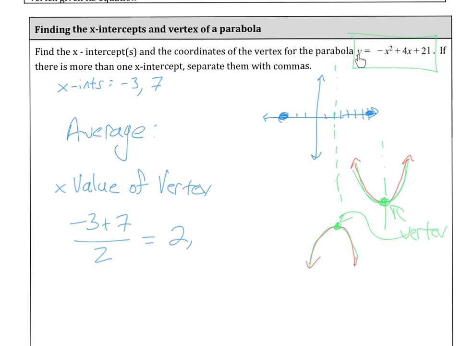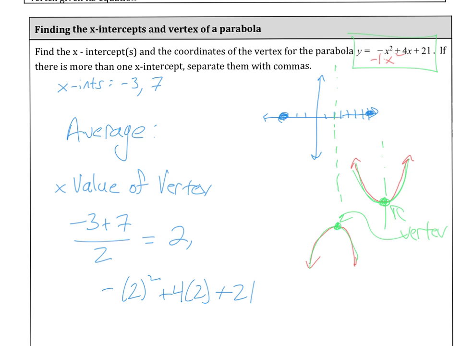Well, I want to know what the y value is when x is right between those two values, so when x is 2. And that's going to look like this. It's going to be -(2)² + 4(2) + 21. Now, you have to be careful here again because there's that little sneaky negative sign in front of the x squared that really is like a -1 times x squared. So you have to square it first and then apply the negative.